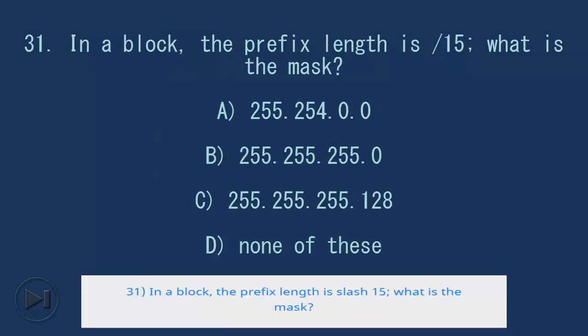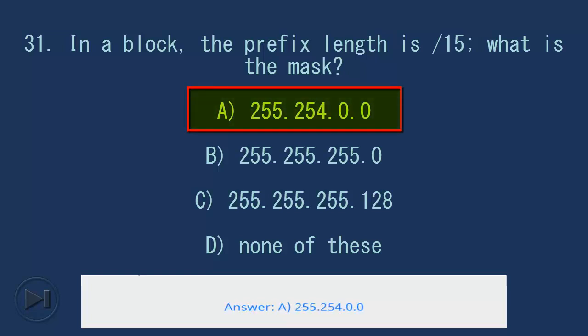31. In a block, the prefix length is /15. What is the mask? A, 255.254.0.0. B, 255.255.255.0. C, 255.255.255.128. D, none of these. Answer, A, 255.254.0.0.